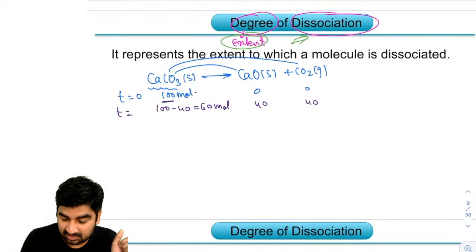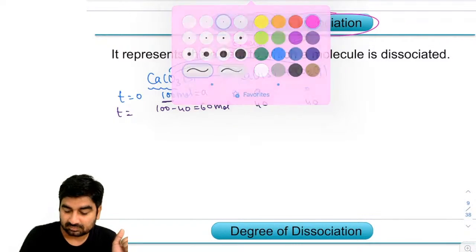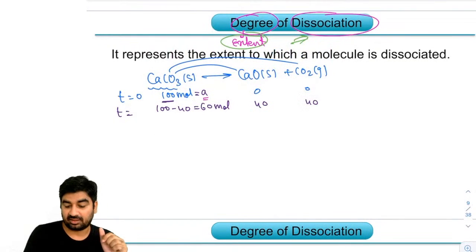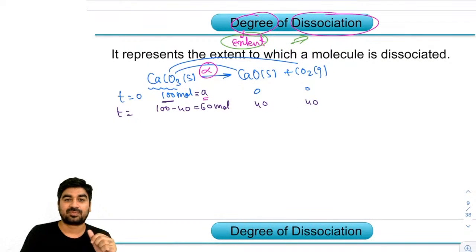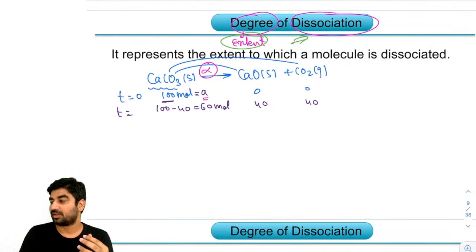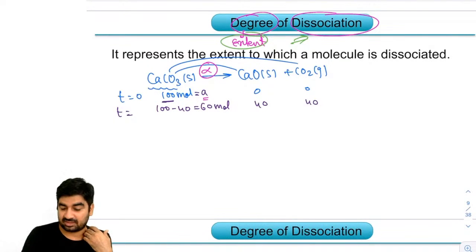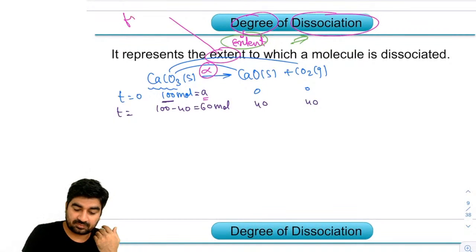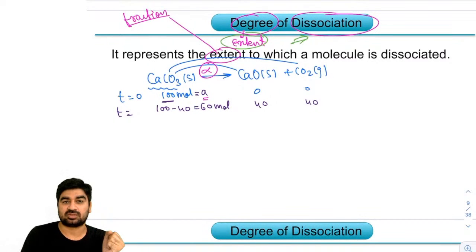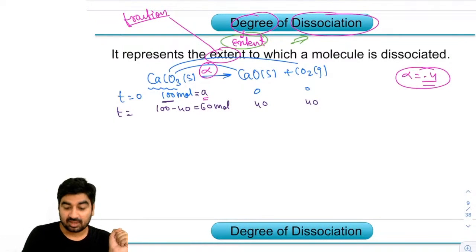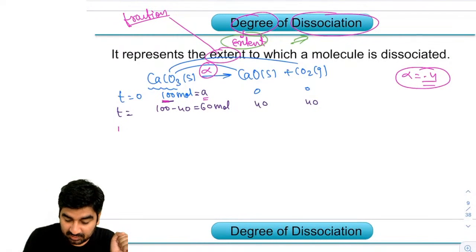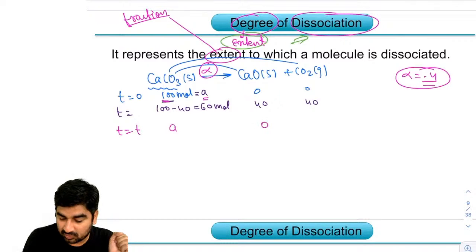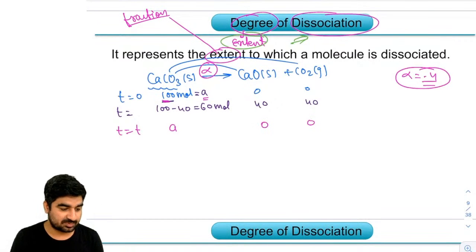Suppose I am taking A, and I generally denote degree of dissociation by alpha. So degree of dissociation is defined as the extent or the fraction to which a molecule is dissociated. Suppose your fraction is 0.4, then 40% of the amount is dissociated. So how will I write it if this is A? I can write it as A at 0, and how much amount has been dissociated?